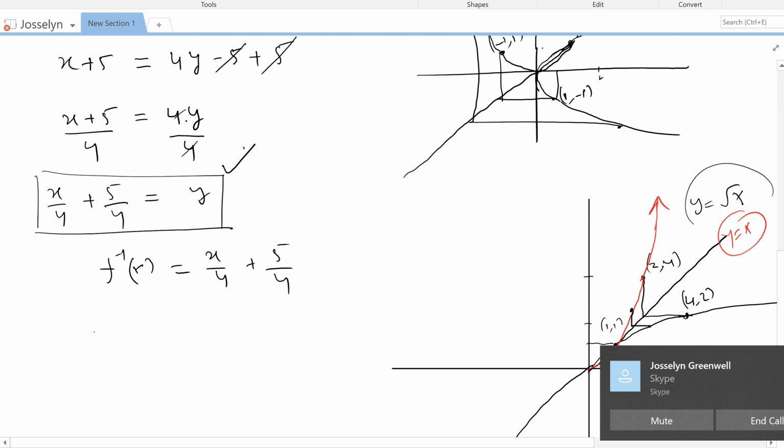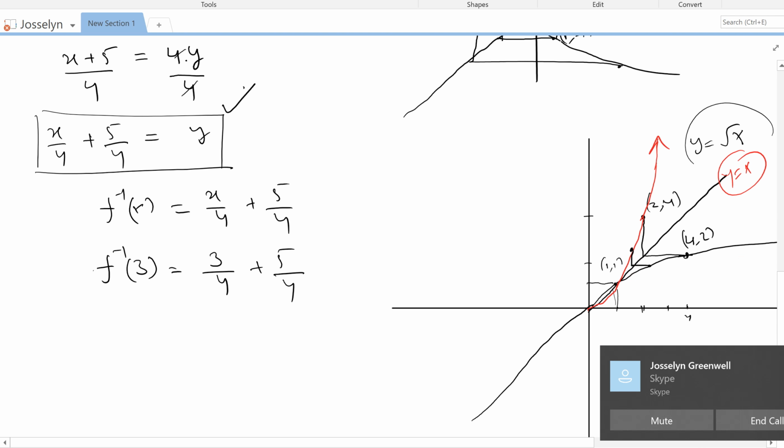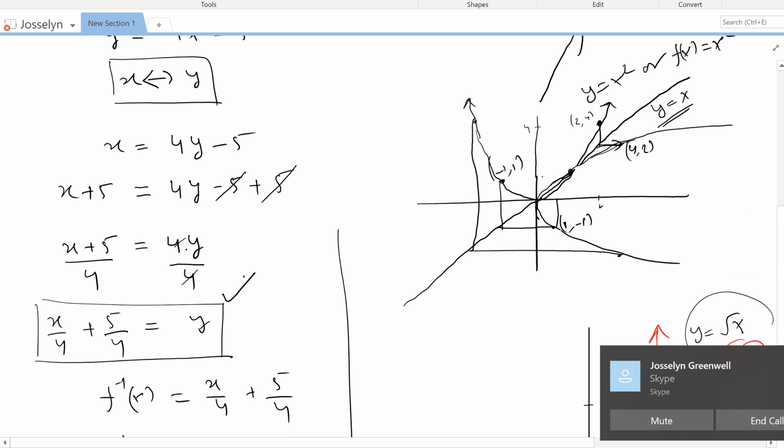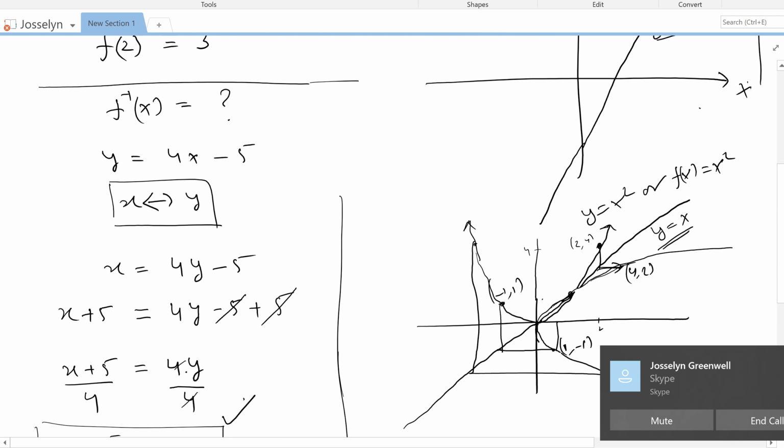Alright, let me do it there. Okay. F inverse 3 is gonna be 3 over 4. So I gave you both of the ways, a shortcut and the long way. 8 divided by 4 is gonna be 2. Now f inverse 3 is equal to 2. That was the long way, and that one was the shortcut.